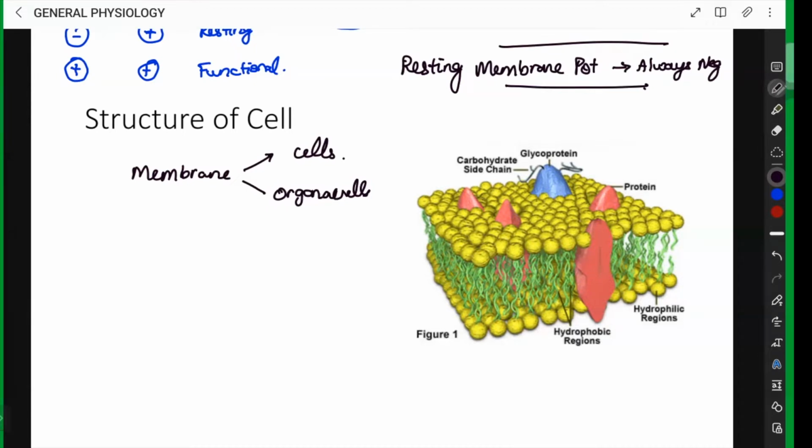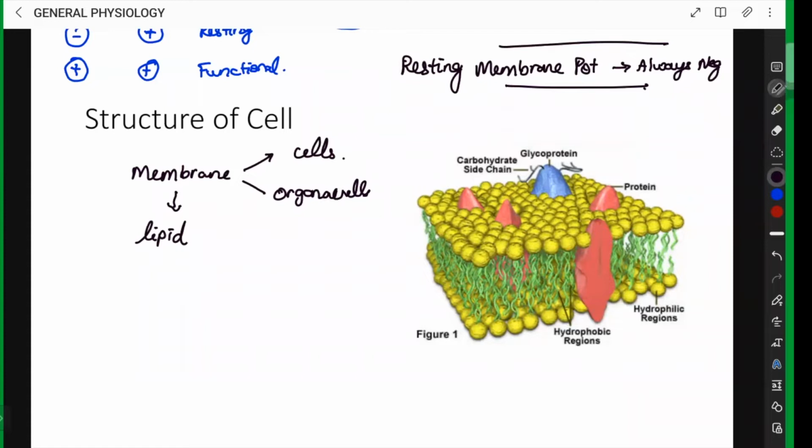Thank you. Your membrane is the covering for your cell, and this membrane can be for a cell or for an organelle. What is this membrane made up of? It is made up of lipid. Always remember, if they ask for composition, it is made up of lipid as well as protein. But when they ask what your membrane is made up of, the answer is lipid.